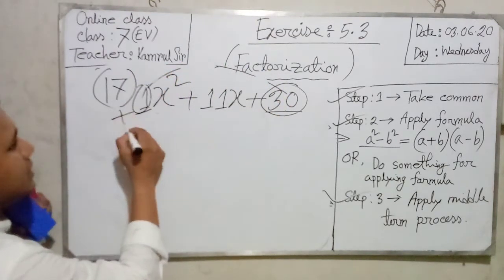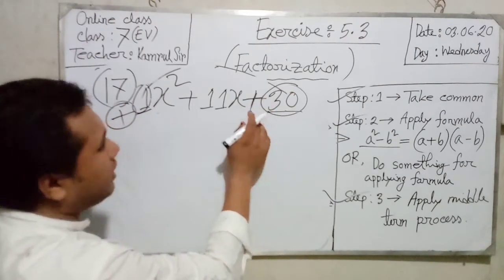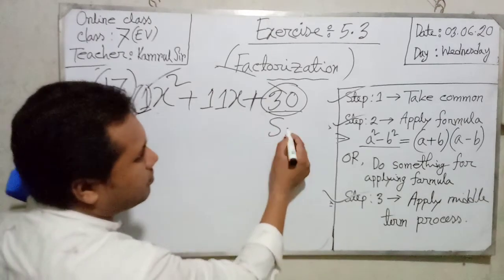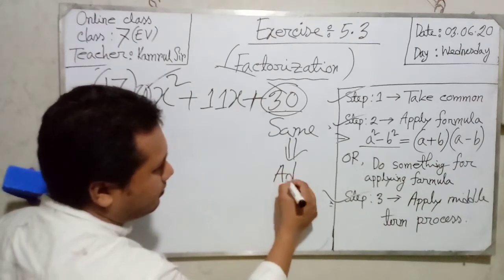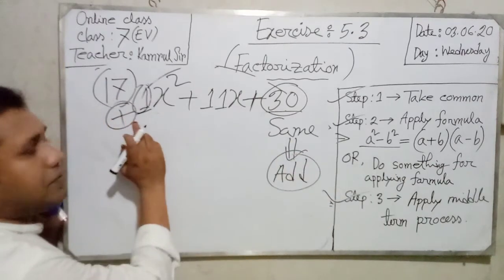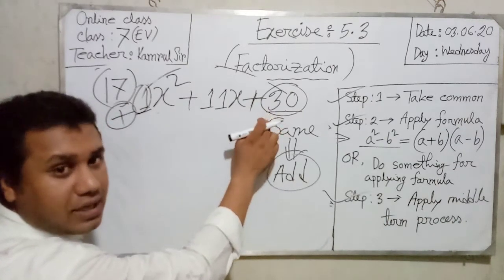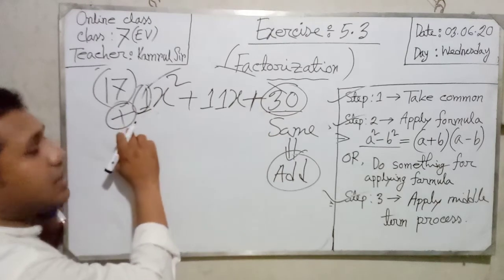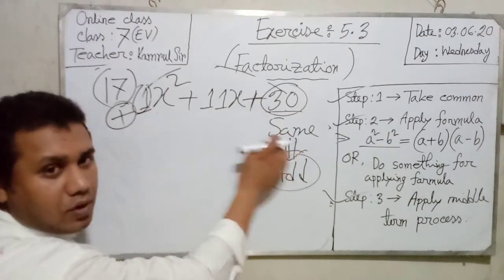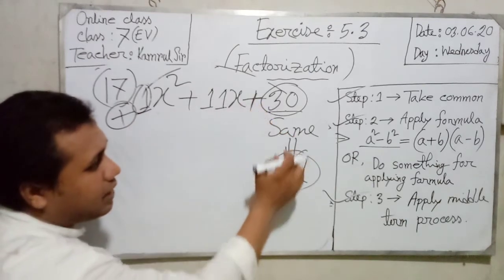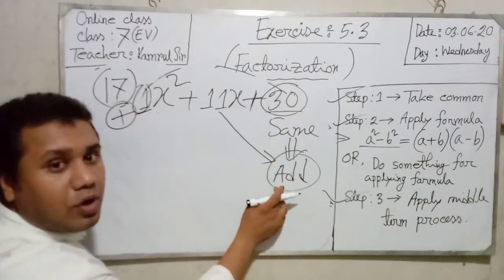At first look, what is the sign? First term plus. What is the sign of the last term? Plus. If this sign is the same, remember, same, then you have to add. Again, if the sign of the first term and the sign of the last term, the constant term, are the same, plus plus or minus minus, then you have to add for the middle term.